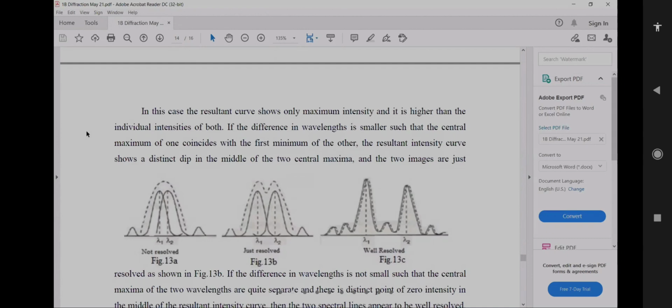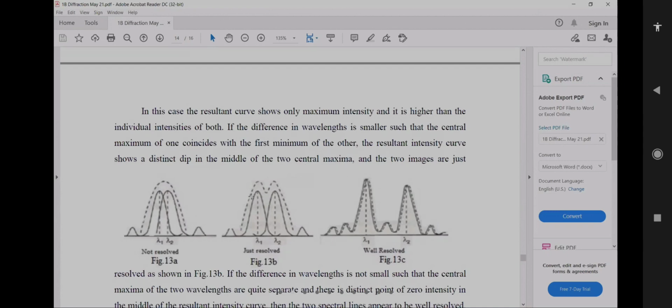See here. In this case, the resultant curve shows only a maximum intensity, and it is higher than the individual intensities of both. If the difference in wavelengths is smaller, such that the central maximum of one coincides with the first minimum of the other, the resultant intensity curve shows a distinct dip in the middle of the two central maxima.